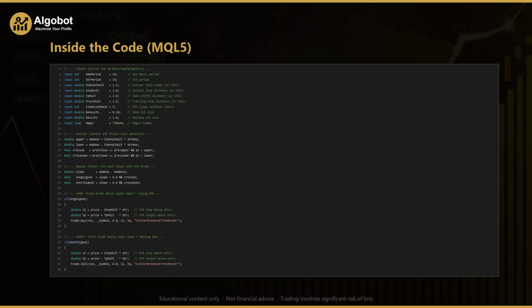Next comes the signal block. The code builds the upper and lower bands from the EMA and ATR. Then it checks for a fresh cross. Cross up is true when the previous close was inside the channel and the current close is above the upper band, and cross down is the mirror for the downside. It also measures slope as the EMA now minus the EMA a few bars back.